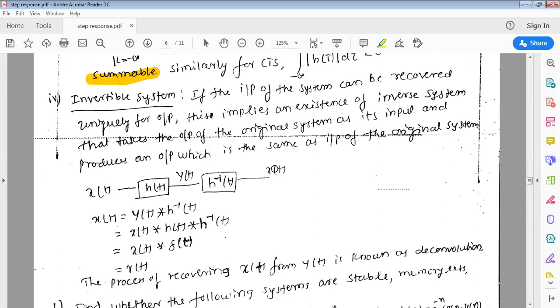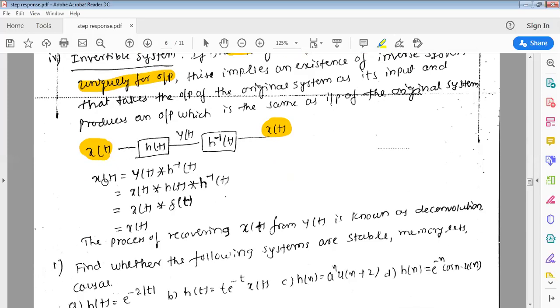So what is the meaning of an invertible system? If the input of the system can be recovered uniquely from the output, this implies the existence of an inverse system. Look at this: the output of the second system is the same as the input to the first system. In that circumstance, we say that h of t and h inverse of t are mutual inverses. Remember that you should recover the input uniquely. Whatever x of t was, the same x of t you should have, not even a change in sign is allowed.